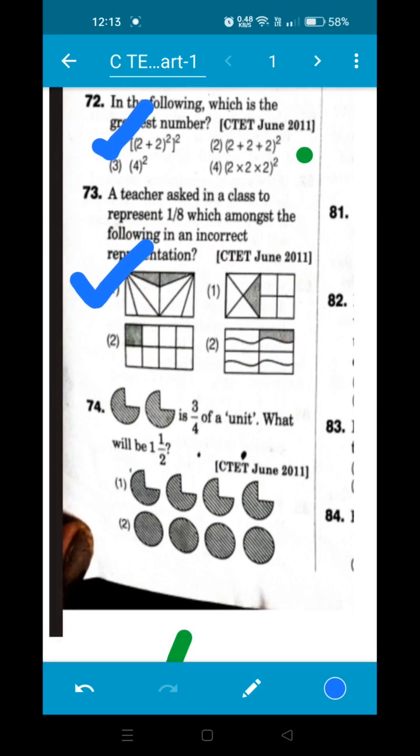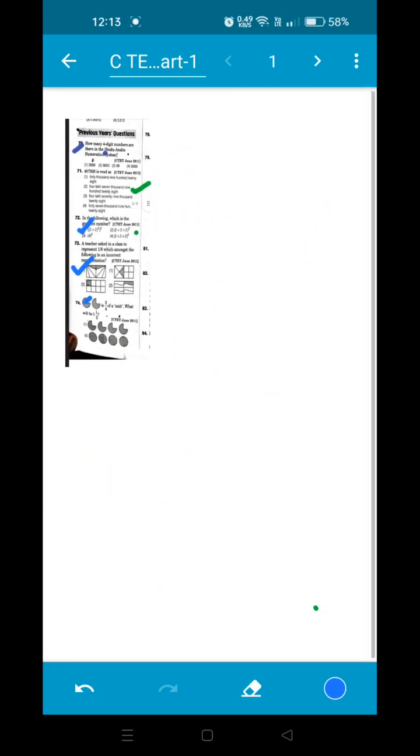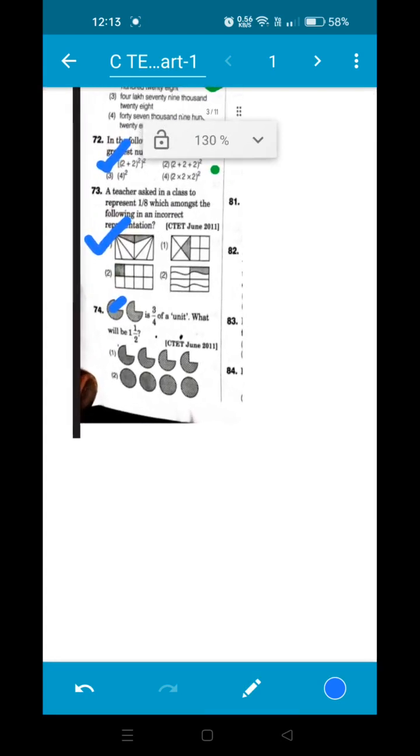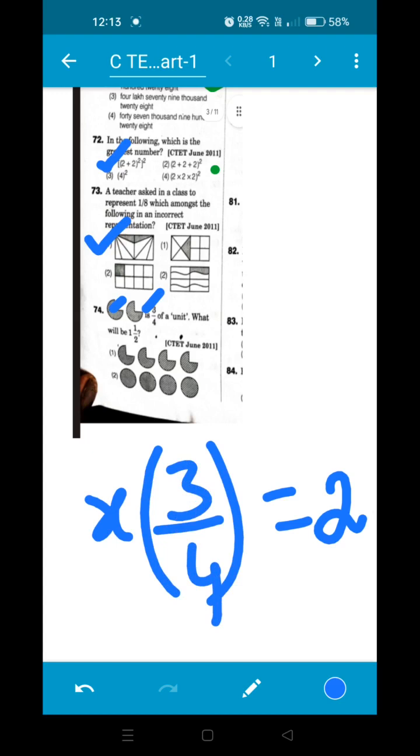Next, question 74. Here there are 2 symbols they have given. Let us take each one as X. Then how many are there totally? Here they have given that 2 parts is 3 by 4 of a unit. So 3 by 4 of a unit, let us take as X. Totally 2 parts are there, right? Those 2 parts are equal to 3 by 4 of X.